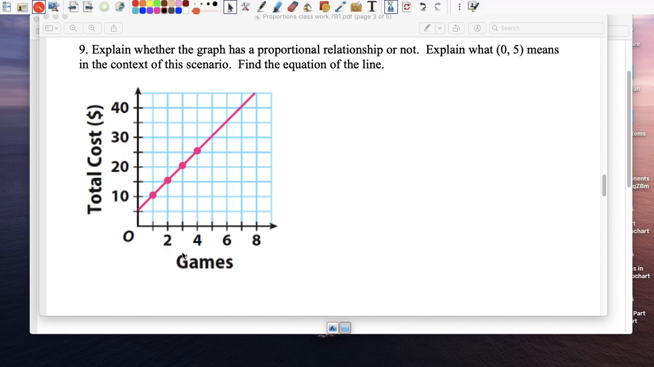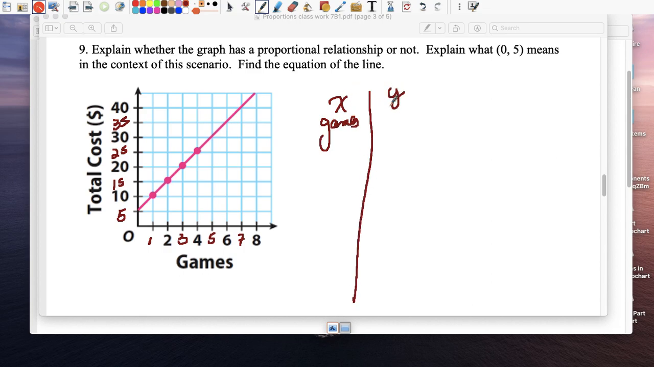Number 9. Again, sort of a repetition. Total cost: you play 2 games, you pay 15. Let's put some values here: 1, 2, 3, 4, 5, 6, 7. What is this? It seems like 5, 10, 15, 20, 25, 30, 35. It says here that when I play 1 game, I pay $10. Let me create a table. My x is games, which represents the number of games that I play, and the y value represents how much money I used.